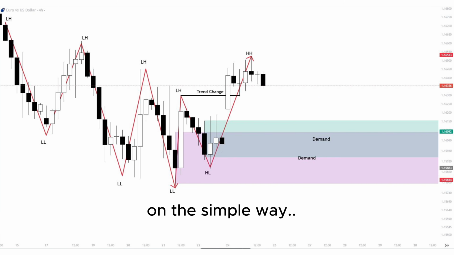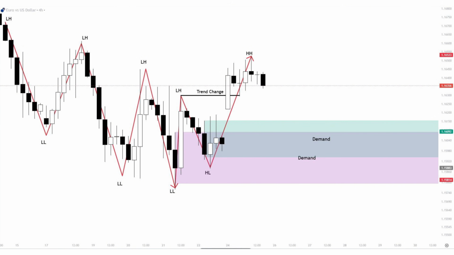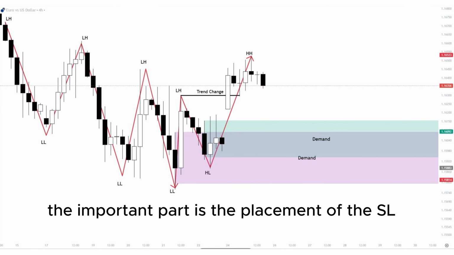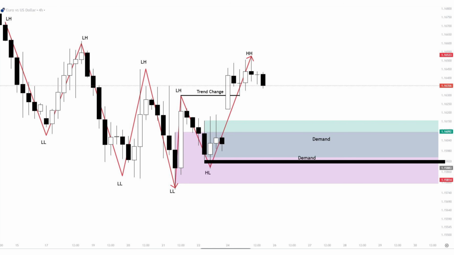Now, on the simpler way of thinking, you always choose the demand that's the lowest, because that's the one with the smallest risk. Because what's more important is the placement of the stop loss. If you trade the upper demand, then the stop loss would be placed below the first demand.